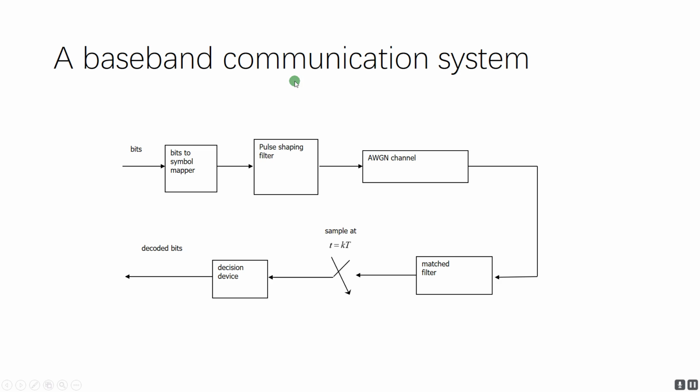Here's a baseband application system. The difference is that there's a pulse shaping filter, and then it goes through the AWGN channel and to the matched filter and to the decision device, and then we get a decoded bit.